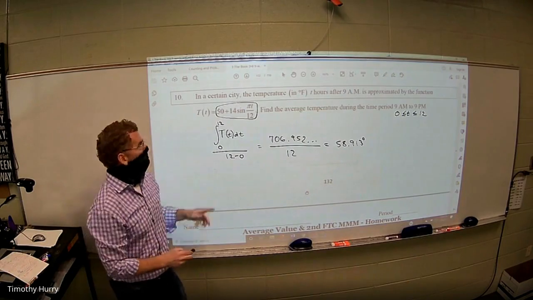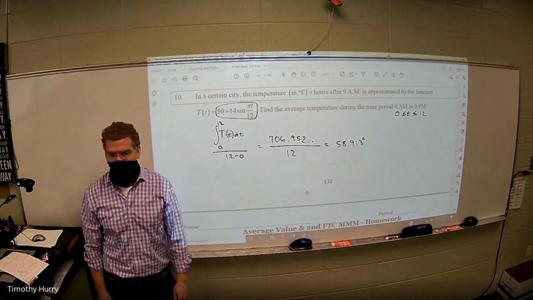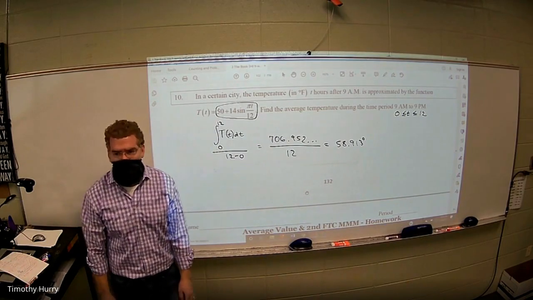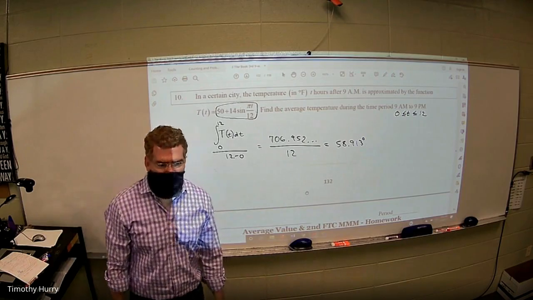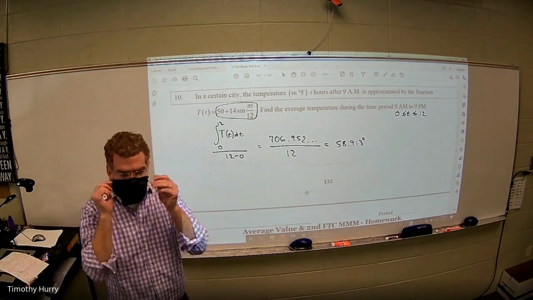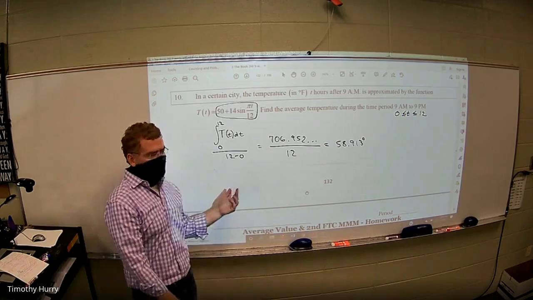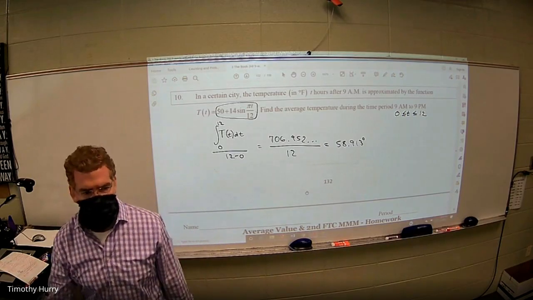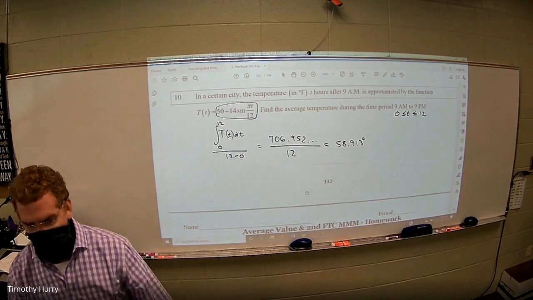These are AP questions like this. They're just not hard. I don't know what it is about average value that makes people miss it or forget to divide by 12, whatever. But if you just get that formula down, man, those are the freebies. So easy to grab.